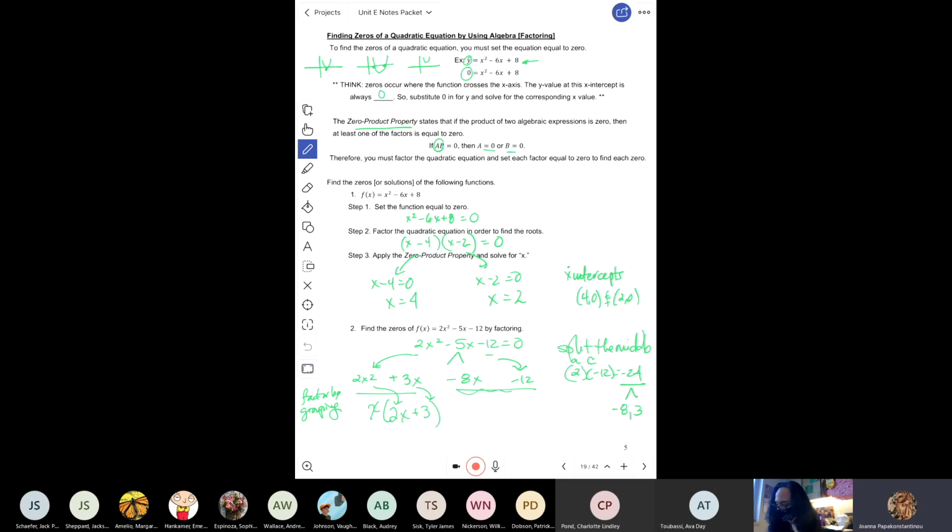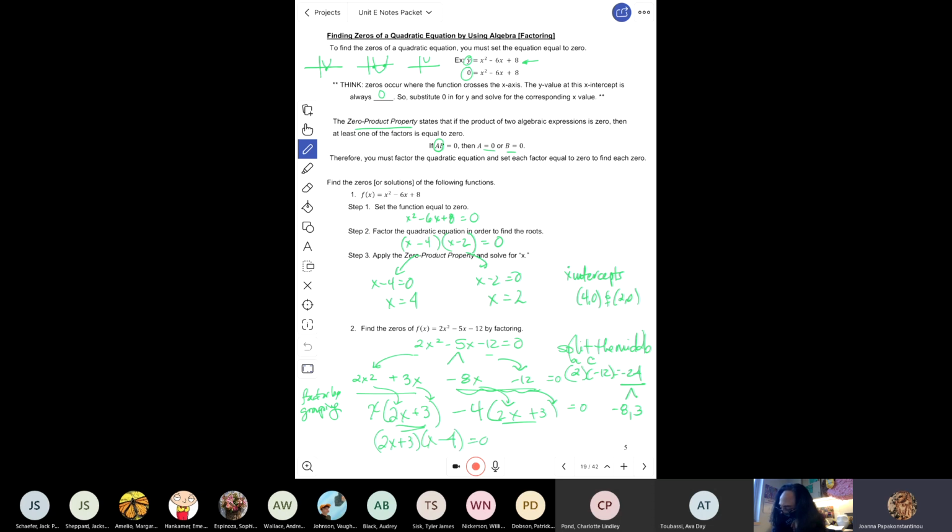Okay, what is my greatest common factor here? Hoping to get this on the inside once I factor it out. Negative 4. And then negative 8x divided by negative 4 is, and then negative 12 divided by negative 4 is plus 3. And again, we were trying to get this, right? Now remember, these are all set equal to 0. Then I can factor out a 2x plus 3, leaving me x minus 4.